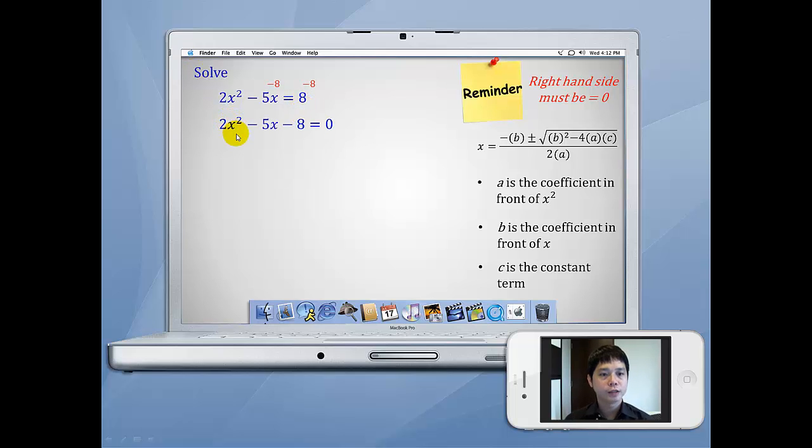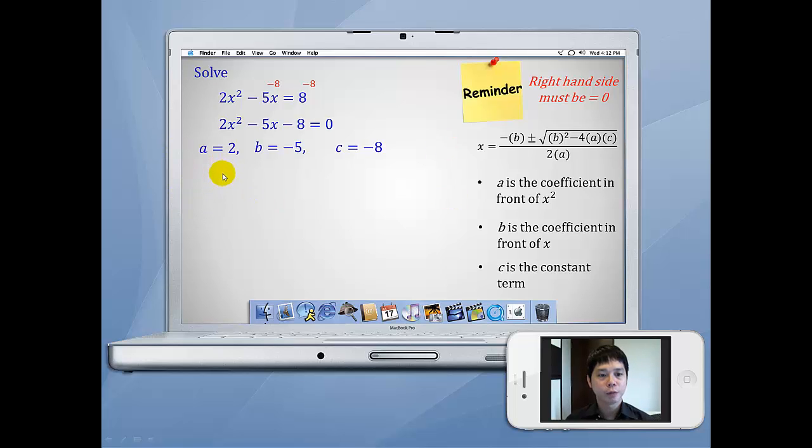Now that we have this quadratic equation here, do you know what is the value of a? Yes, the value of a is the term in front of x squared, and hence a equals to 2. What about b? b is the term in front of x, and hence b is negative 5. And what about c? Well, c will be the constant term negative 8 here.